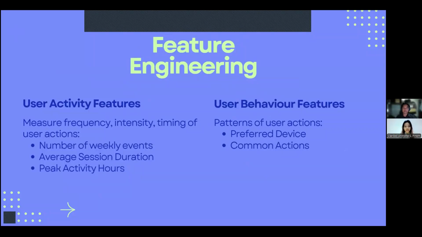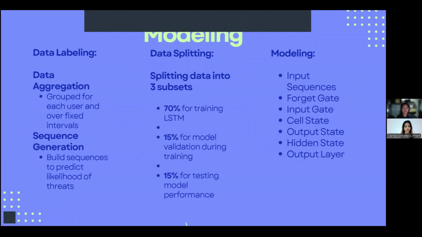Okay, so for feature engineering, we have two types of features. The first one, user activity features, measures the frequency, timing, and intensity of users' actions. And secondly, we have user behavior features that measure the patterns of the user's actions. Next slide. And for the modeling process, we first label the data through data aggregation for users over fixed intervals and sequence generation in order to predict the likelihood of individual insider threats.